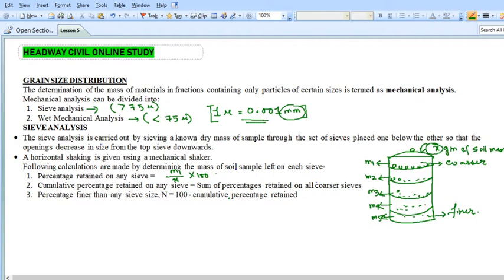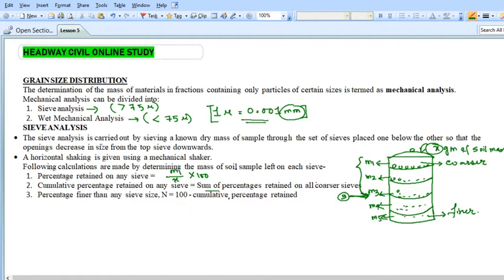Next, we need to calculate the cumulative percentage retained on each sieve. So what do you mean by cumulative percentage retained on each sieve? It is the total percentage amount of soil which could not pass a particular sieve. So that percentage amount of soil will have grain size greater than that sieve number. If we consider this particular sieve, that means cumulative percentage is the total percentage amount of soil which could not pass through this particular sieve. Say this is sieve number 3, which could not pass this number 3 sieve. So how to calculate this?